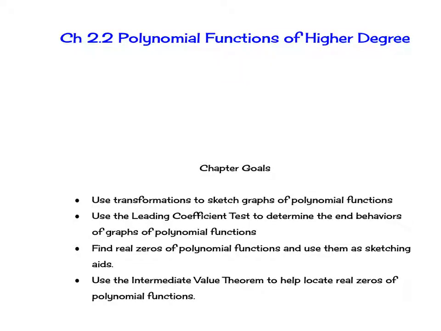Chapter 2.2, Polynomial Functions of Higher Degree. We're going to use transformations to sketch graphs of polynomial functions, use a leading coefficient test to determine the end behaviors of graphs of polynomial functions. We're going to find real zeros of polynomial functions and use them as sketching aids. And then we're going to briefly talk about the intermediate value theorem.